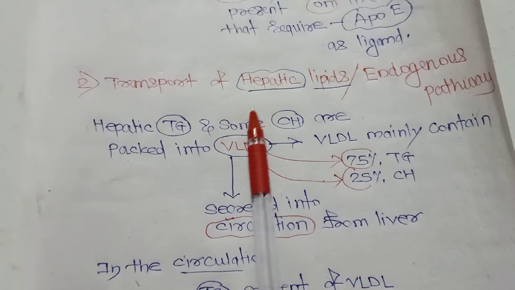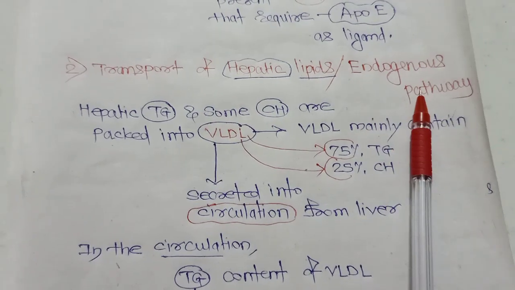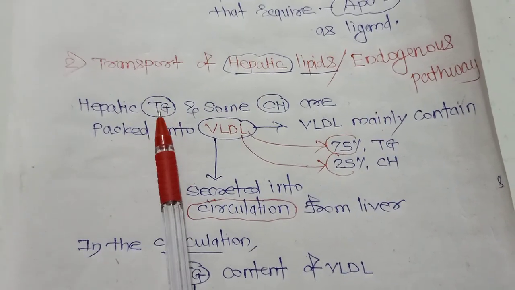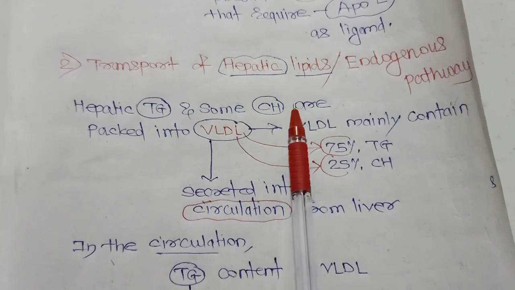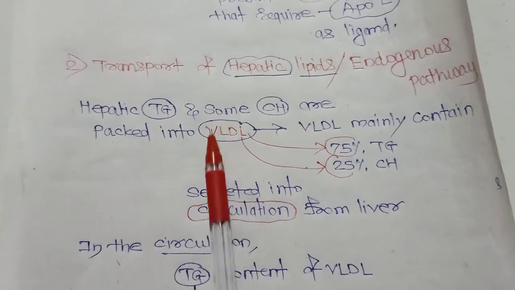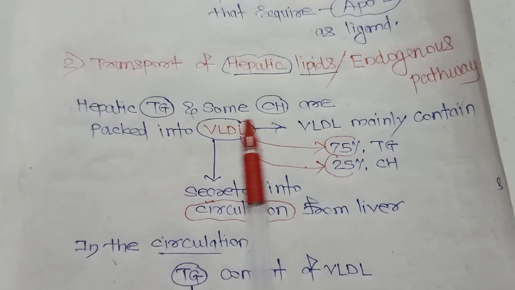Now we'll see transport of hepatic lipid, the endogenous pathway. Hepatic triglyceride and some cholesterol are packed into VLDL.